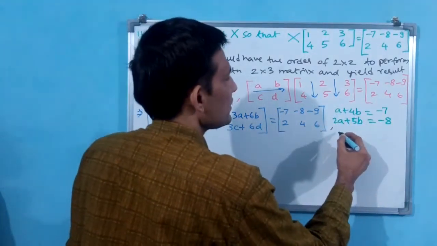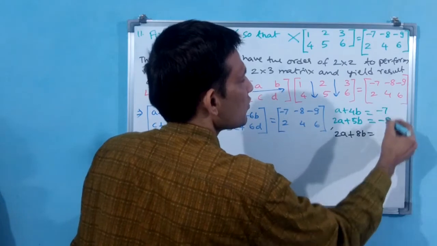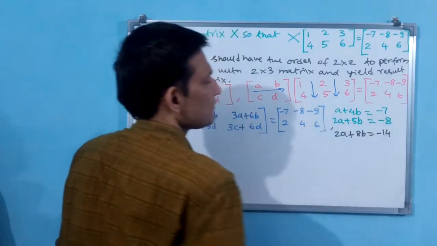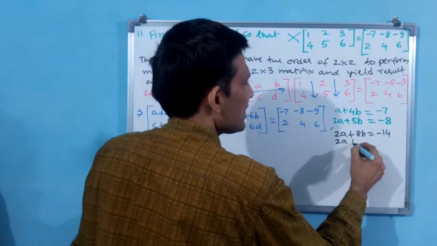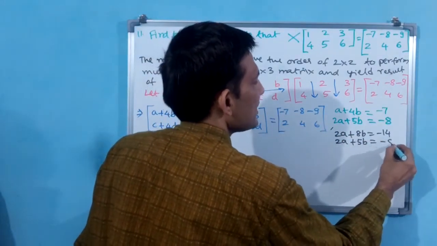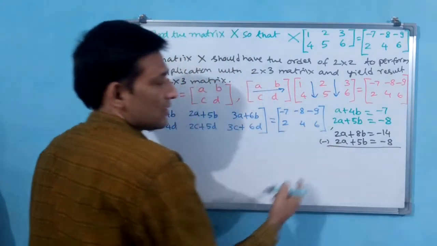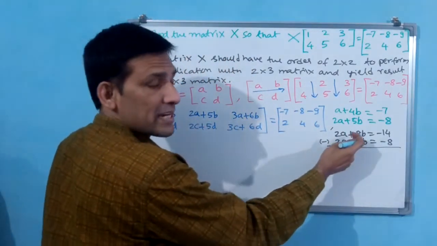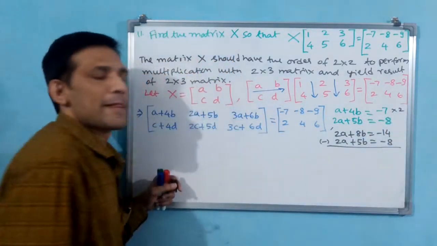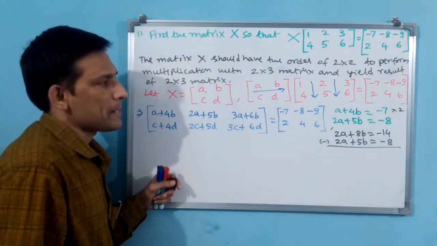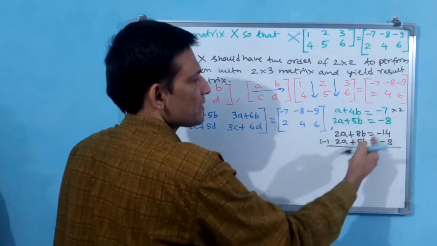If I multiply, this is going to become 2A plus 2 into 4, 8B, is equal to 2 into minus 7, minus 14. Then again you write the second one the same: 2A plus 5B is equal to minus 8. Put minus. How has this 2A plus 8B come, you know na? I multiplied by 2. If I multiply with 2, automatically 2A plus 8B equals minus 14 will come.